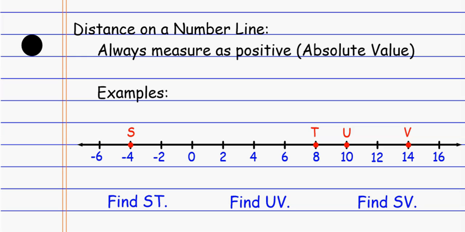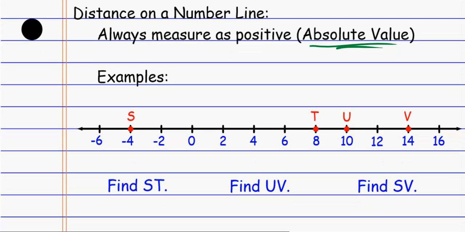So regardless of which way we count or how we subtract, we want to write the answer then as a positive. So really, it's the absolute value, and that's why that's included here. Remember, the absolute value is the distance from 0. It's always written as a positive. Well, we want to do the same thing here, okay?